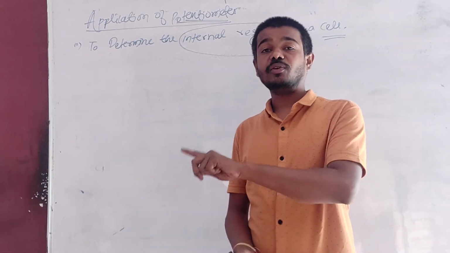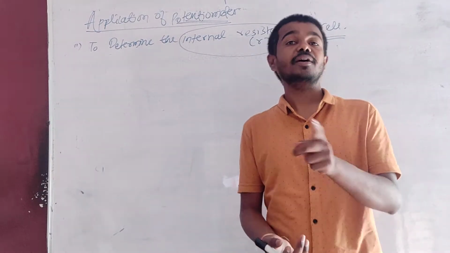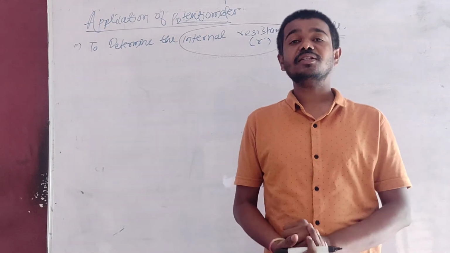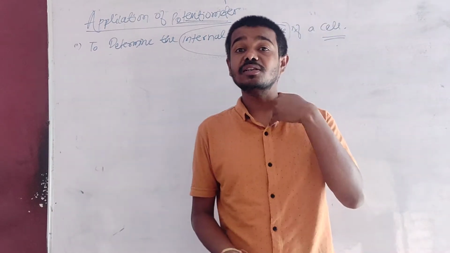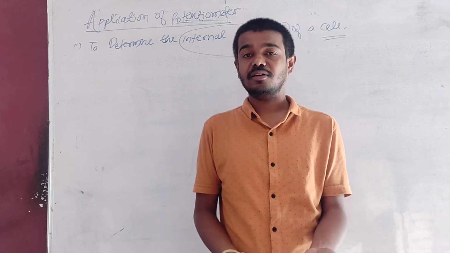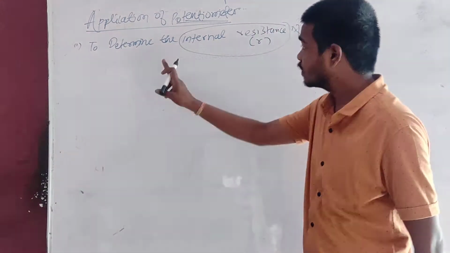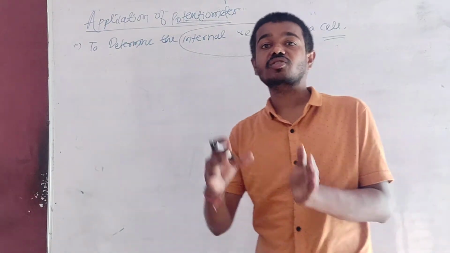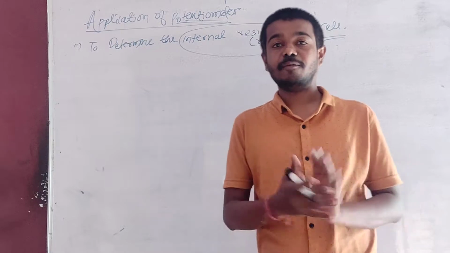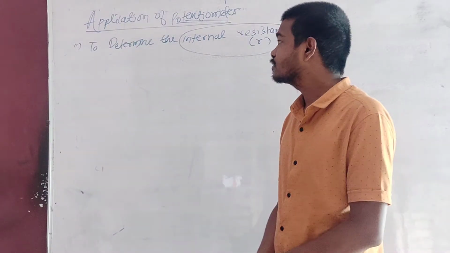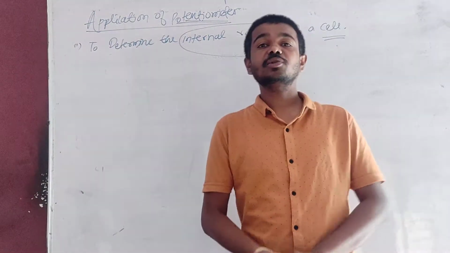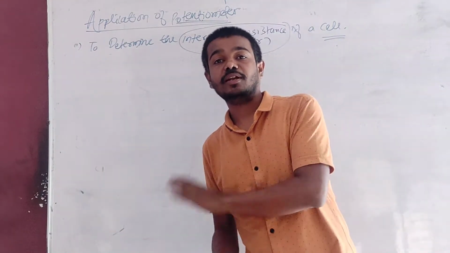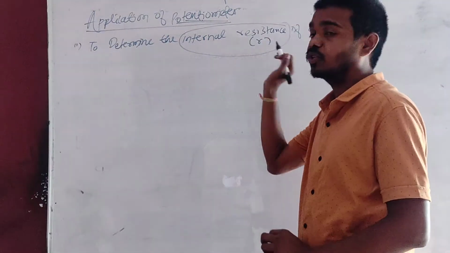By using potentiometer, we discussed the first application to compare the EMF of cells by the direct method, and the second application to compare the EMF of cells by the sum and difference method. First and second derivation. Now we have to discuss the third derivation, to determine the internal resistance of a cell by using potentiometer. Question is: derive the expression to determine the internal resistance of a cell by using potentiometer. That is the topic.